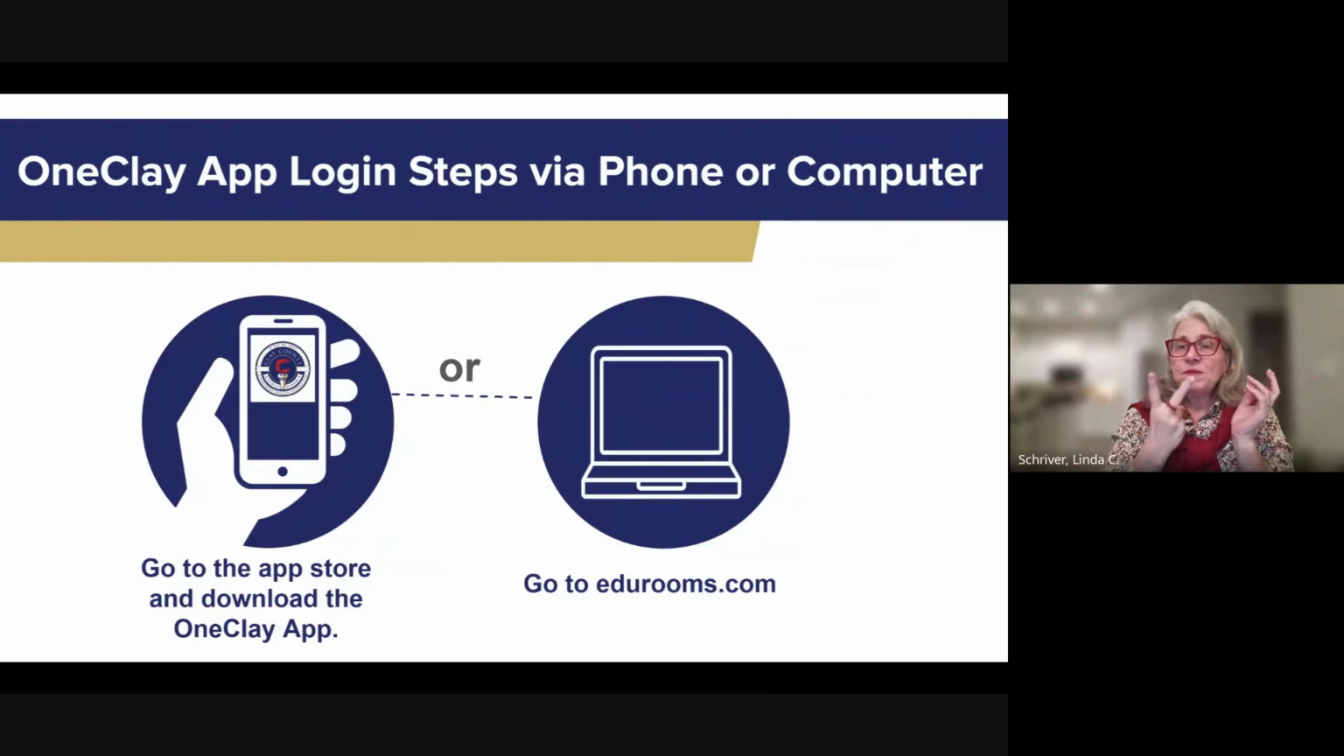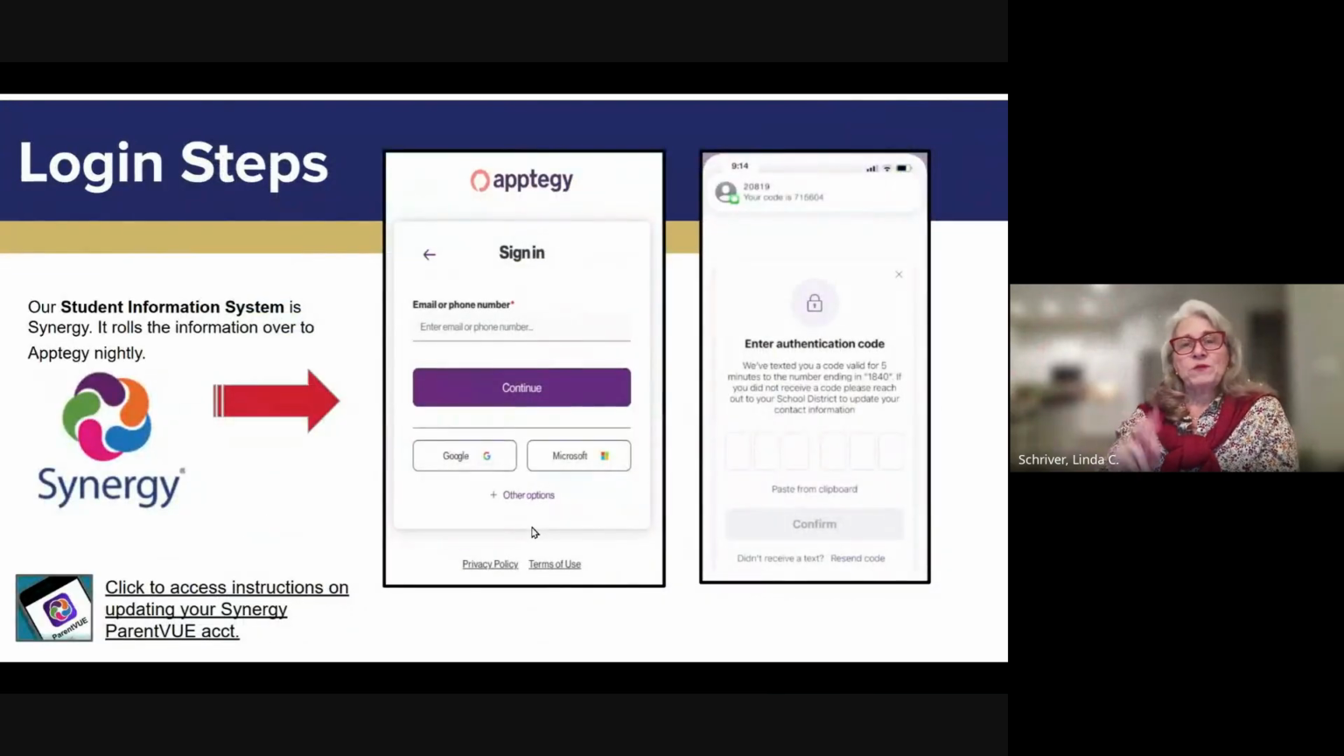The app can be seen in two different ways. You can either go straight away to the app store, whether it's an Android or an iPhone, and download the app. It's called oneclay app, and you can get it that way. However, if you don't have a phone or do not want to put it on your phone, I get that. You can go to edurooms.com and log in the exact same way. So it's browser based, and it also can be on your phone. So kind of a nice option there.